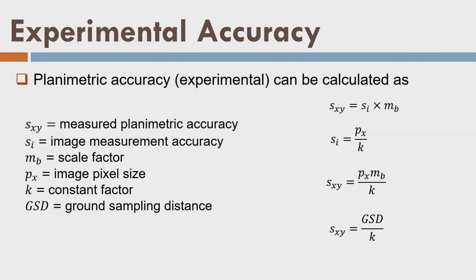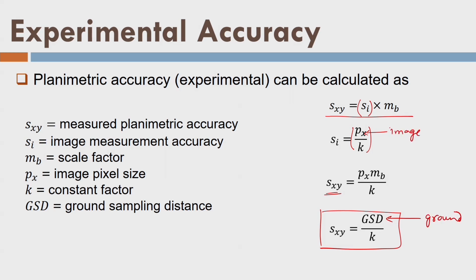In reality, we have to find it in the field also, and that is what we call experimental accuracy. In case of experimental accuracy, this is SI, not the sigma I. SI is again some ratio of pixel to the k. I already know this thing, px. I can say SXY is again equal to GSD by k. GSD I can measure in the field as I measure px in the image, or on the ground is GSD. So when I verify or validate accuracies using DGPS on checkpoints, I can say what's the value of k.